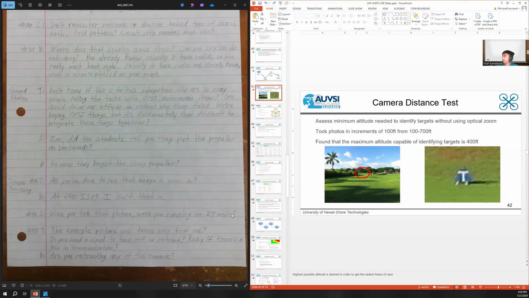So the reason why Dr. Strom was asking us about 27 miles per hour is because the drone is going to be flying at 27 miles per hour. So it looks way too stable, right? That's what he's trying to get at here.